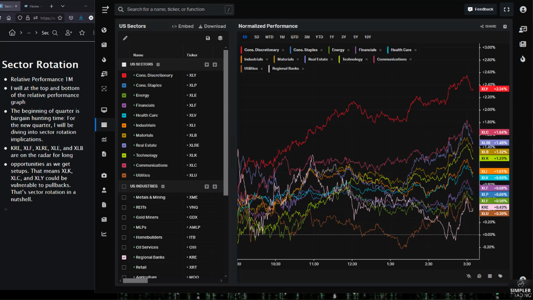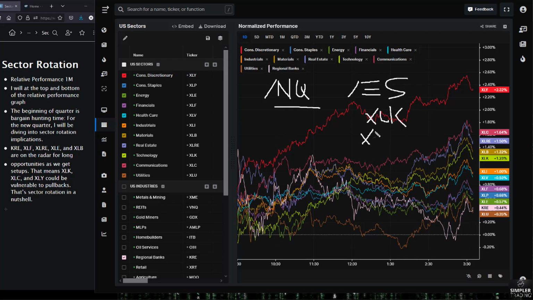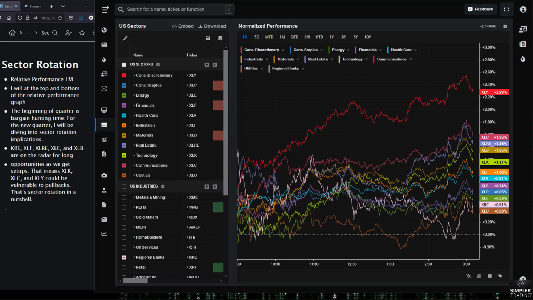Why does this matter to futures traders? Well, remember, the NASDAQ is XLK, XLC, XLY. The S&P is XLK, XLF, XLV. That's what makes up this futures contract. That would include the SPY. That would include the SPX. Right? So this is a very cool way to break this down.